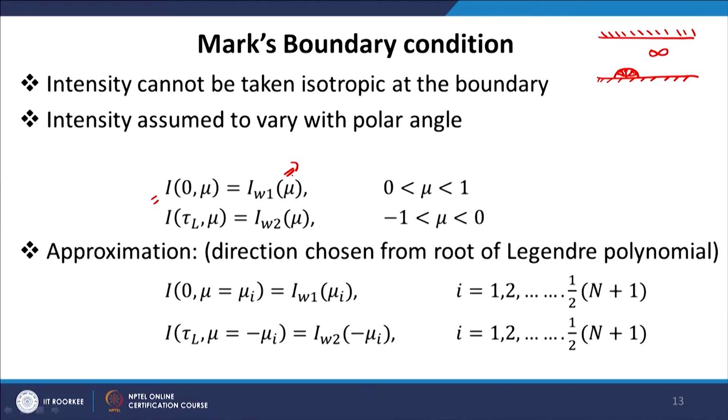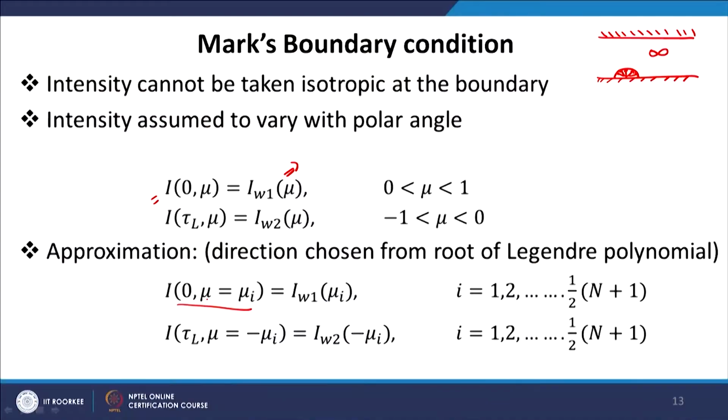There are two ways of doing it, how the intensity varies with polar angle at the wall. The first is given by Mark. Mark's boundary condition says that it is not possible to represent wall intensity in all the directions. So, what Mark proposed is that along some discrete directions, let us say mu i, we represent the intensity at the wall correctly. So, in Mark's boundary condition the intensity is represented by discrete values in discrete directions correctly.